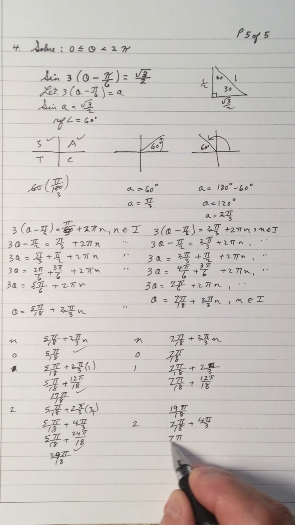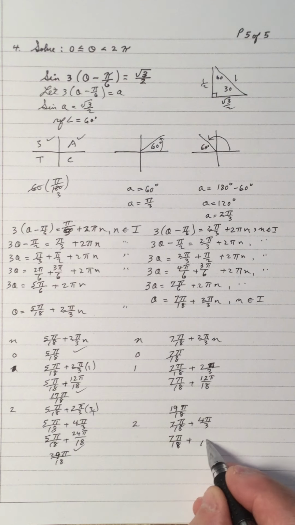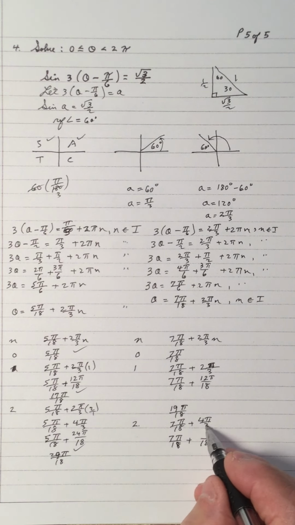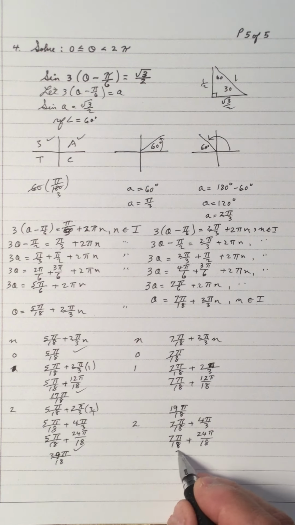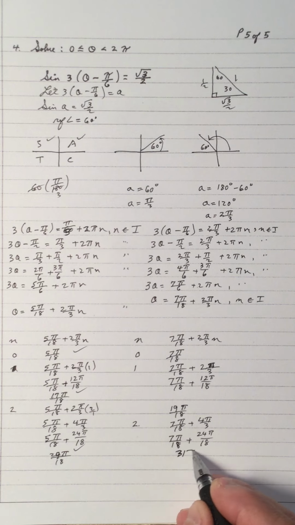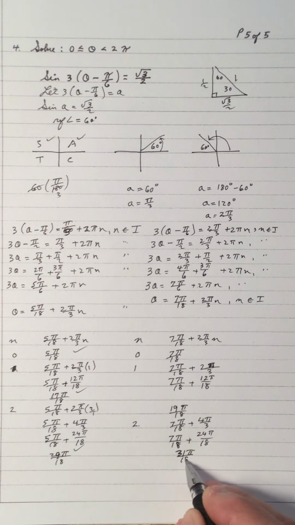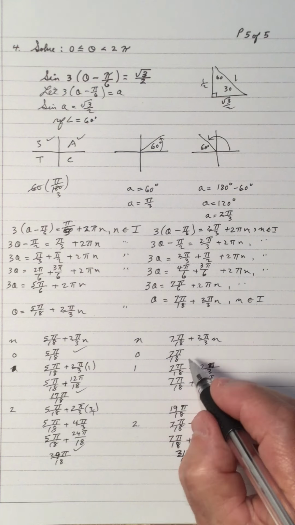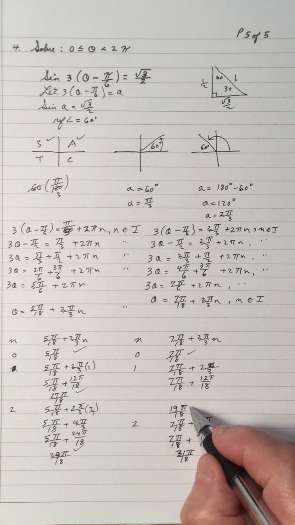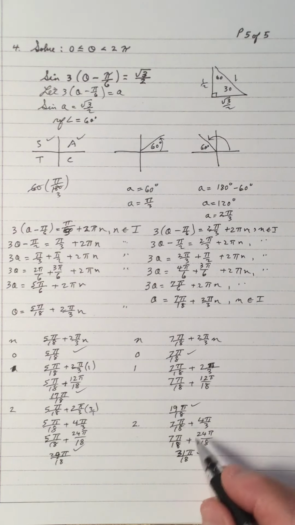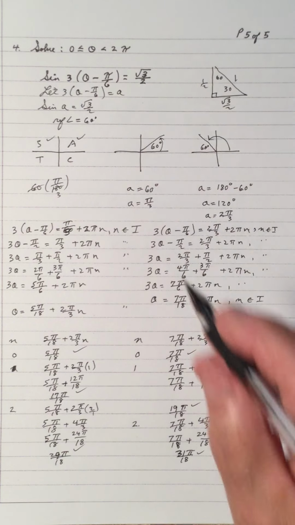So 7 pi over 18 plus 18 denominator. 6 times 4 is 24. So that gives us 31 pi over 18. 24 and 7 is 31. So we have that one and that one. And if we go again, it'd be too much, it'd be more than 2 pi.